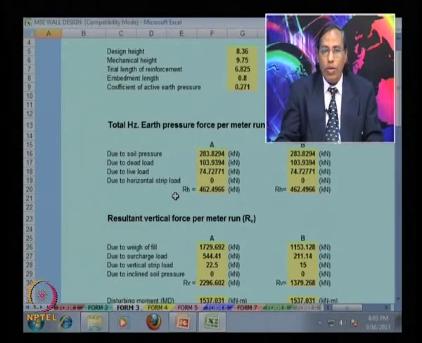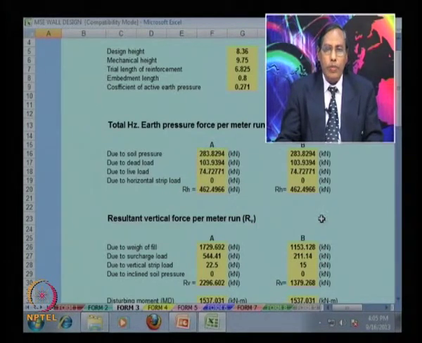And due to the horizontal strip load, this is 0, 0. So you can calculate what will be the total horizontal earth pressure force per meter run. So RH is total for A 462.4966, and for B, total horizontal earth pressure force per meter run, RH is equal to 462.4966.